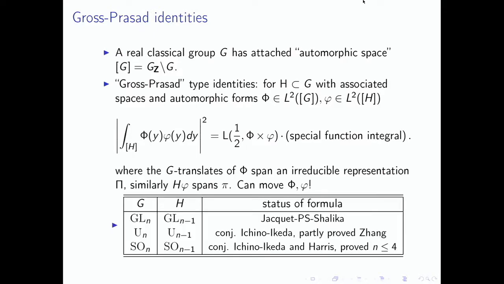Here are the families where this identity is meant to hold. It's meant to hold for G equal to GL_n and H equal to GL_{n-1}. There's also an analogous thing for unitary groups and orthogonal groups. For GL_n, this is completely known. It's the classical work of Jacquet, Piatetski-Shapiro, and Shalika, which is one of the foundations of the theory of automorphic L functions. Sorry, these two lines are switched. But in the other two cases, oh no, they're not switched. Well, okay, something is.